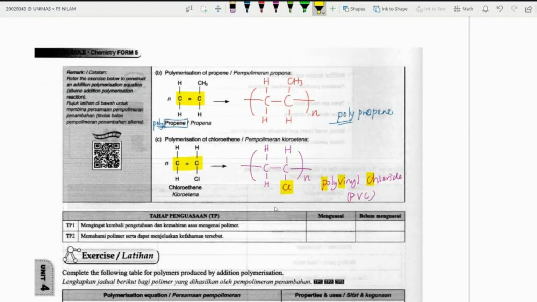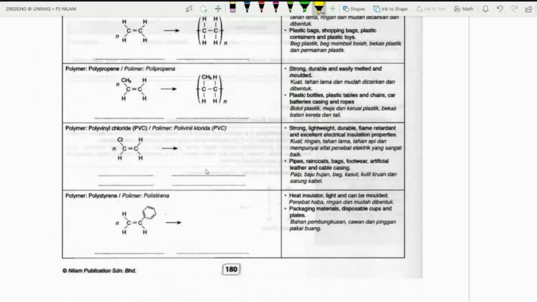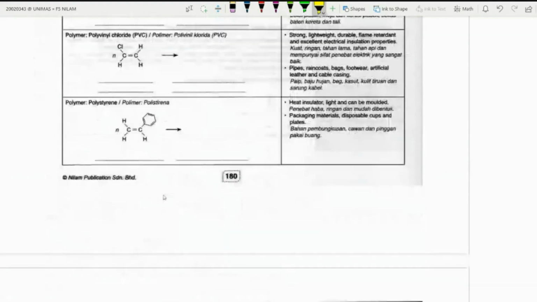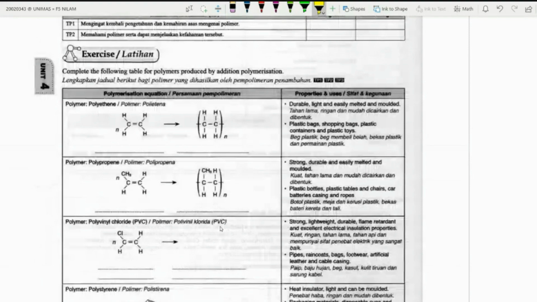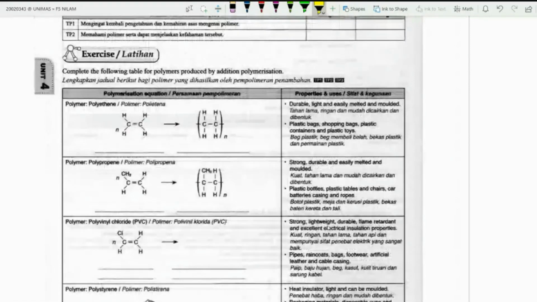Now I would like you to try to name, and for some of them you need to draw, the polymers. They are 1, 2, 3, 4, 5. In your SPM syllabus, these are the 5 polymerization equations that always come out in the exam. So you try this as an exercise. I'll give you around 5 minutes. I think it should be less than 5 minutes. We can finish this.